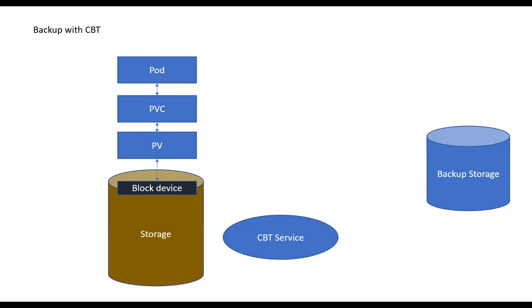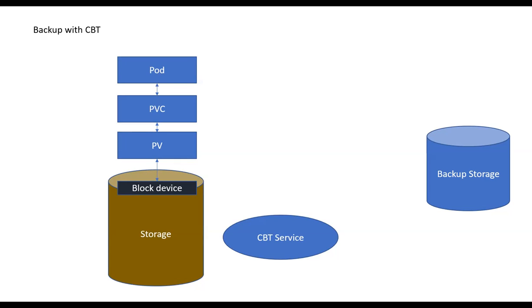When we have an application pod that's using a block device, it creates a PVC and a PV associated with that. And on the storage back end, this PV is mapping to a raw block device on the back end, right? So this is very typical use in our Kubernetes environment.